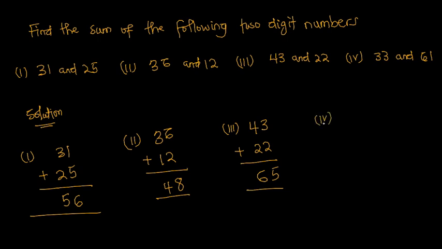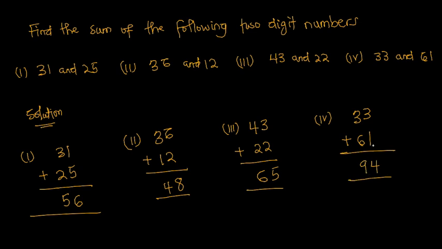Let's look at the Roman numeral 4, the last question. 33 plus 61. So as usual, I add the digits on my right hand side first. So 3 and 1. 3 plus 1 will give me 4. I write down my 4. And 3 plus 6 will give me a 9. So the answer is 96.